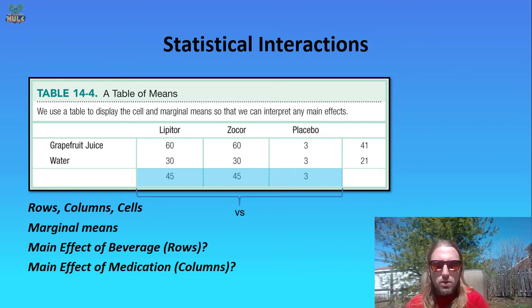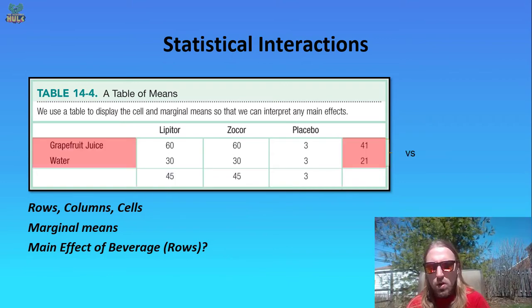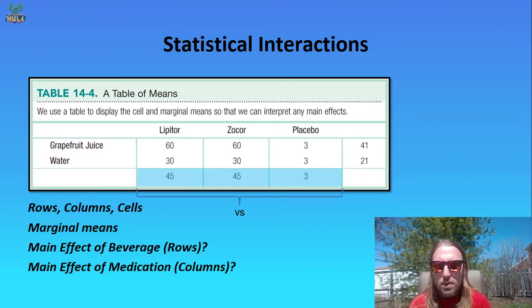For individuals who drank grapefruit juice, when they had Lipitor with it, it was 60. With Zocor, it was 60. And with placebo, it was 3. So the average of those together is a 41. With water and Lipitor, water and Zocor, water and placebo, the average of those will be a 21. And so the difference due to beverage is looked at by examining the 41 versus the 21. The difference due to medication is examined by looking at how the 45 and the 3 might differ.